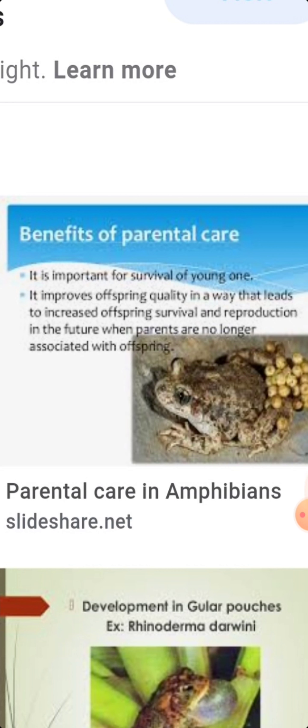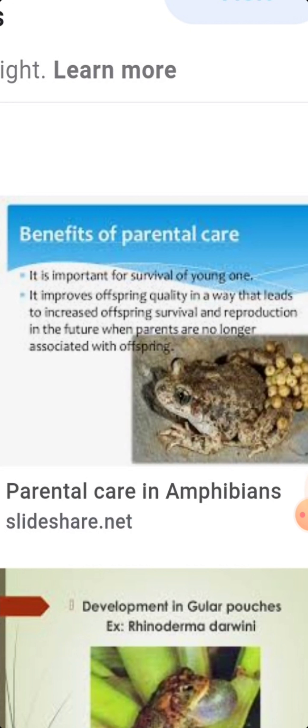In the future, when parents are no longer associated with offspring, that's why these things are very important in parental care. Parental care is a must and is needed for developing their offspring. Directly they are protecting their eggs and embryos. Indirectly they are protecting their eggs and embryos.